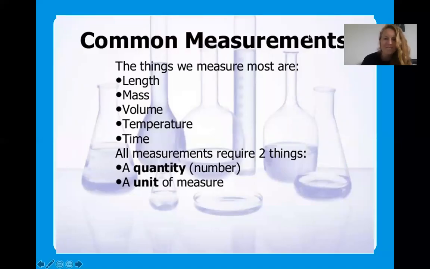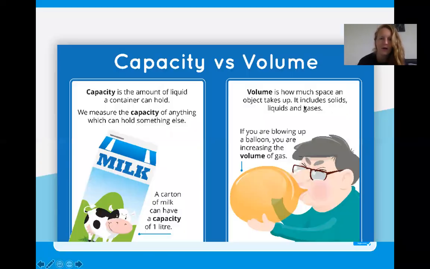Year three, welcome back. We are going to continue our week on measurement. This time we are not going to be looking at mass or weight. We are going to be looking at volume and capacity. So let's go. Capacity is the amount of liquid a container can hold.